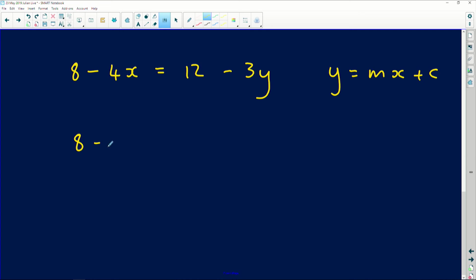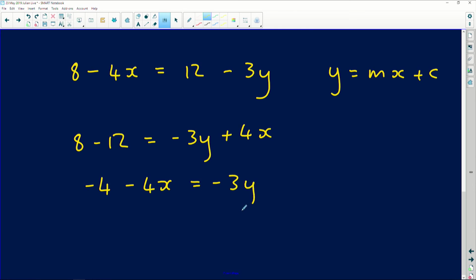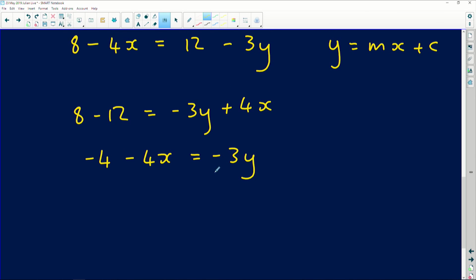I'm going to have 8 minus 12 is equal to negative 3y plus 4x. So 8 minus 12, that's going to get me negative 4. I'm then going to subtract 4x, negative 4x, and that's going to equal negative 3y. I'm then going to have the following. If I divide through by negative 3, I'm going to get my equation in this format.